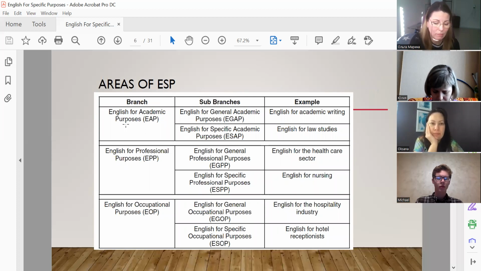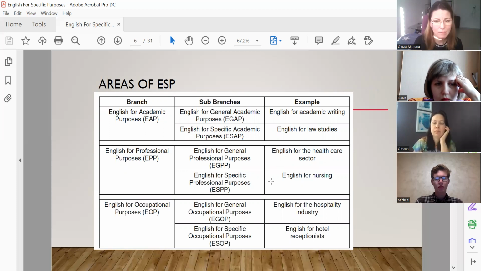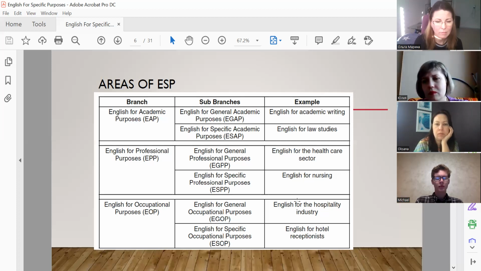Areas of ESP. So EAP, English for academic purposes, for example, academic writing or law studies or anything like that. Professional purposes, EPP, healthcare sector, if you're teaching nurses or doctors, English for nursing, okay. And EOP, English for the hospitality industry, English for hotel receptionists. So their needs, EOP needs, will be different from EPP needs, obviously.